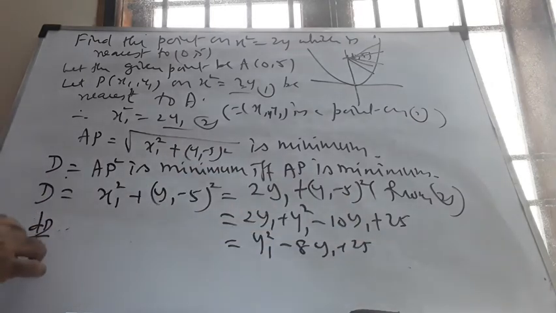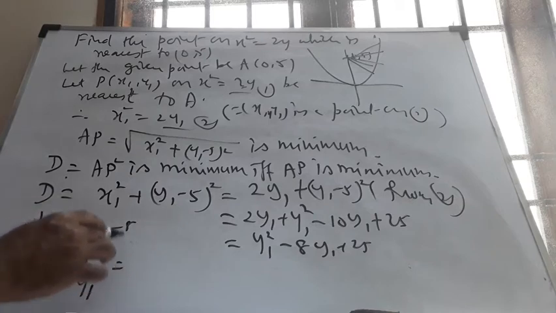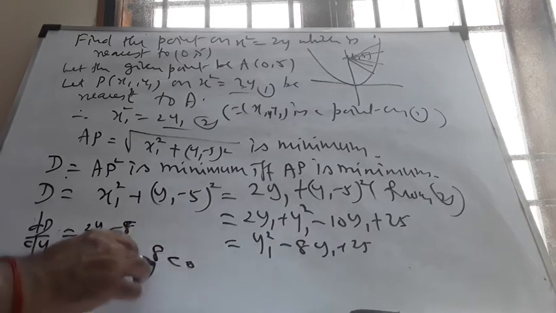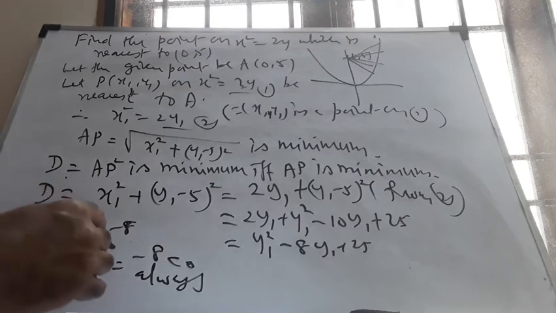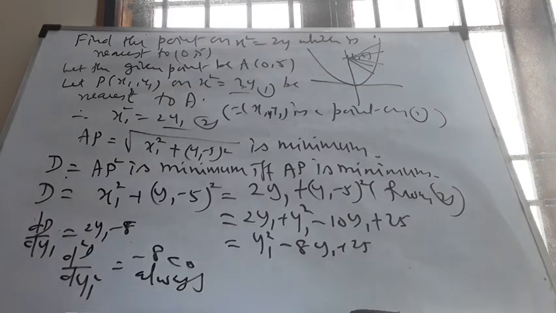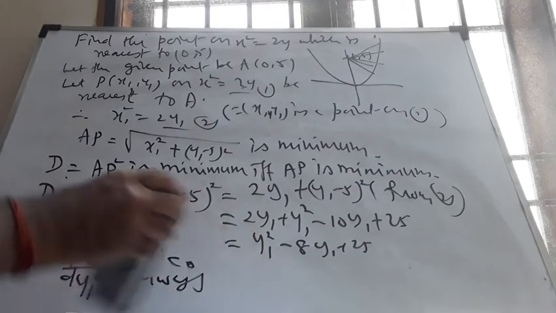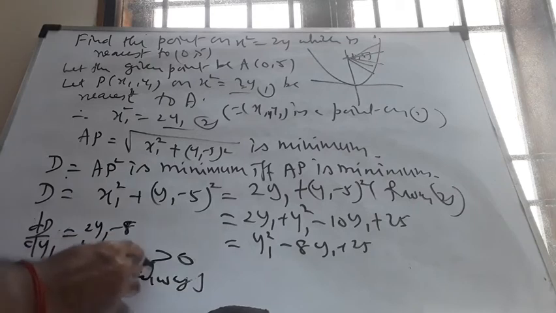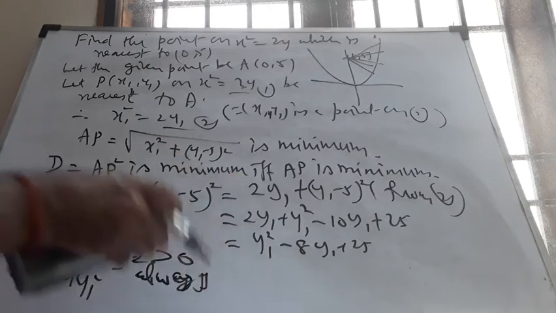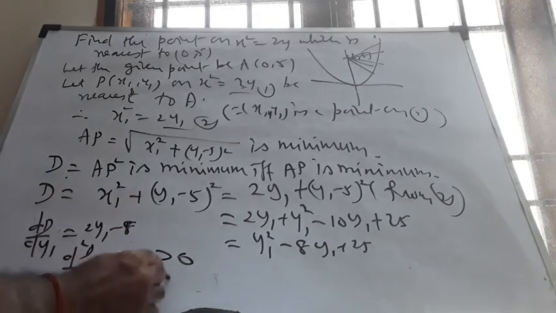Now, dD by dy1 is 2y1 minus 8. D square D by dy1 square is minus 8, less than 0 always. Am I right? Is there anything wrong? Distance has to be minimum, no? Sorry, there is a mistake here. The derivative here is 2, which is positive. It is always positive, whatever may be the value of y1.